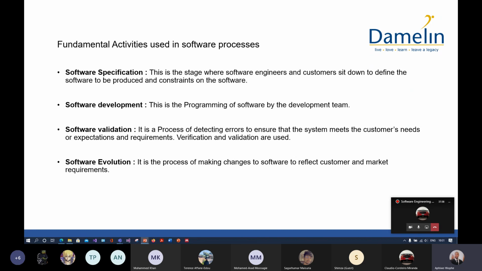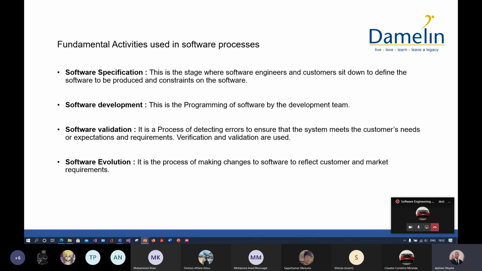Fundamental activities used in the software process. I think these processes basically sum up what the SDLC is. The SDLC, yes, it's a model, and there's different versions of it, but you need to understand these processes in summary. And the first one they talk about is software specification.